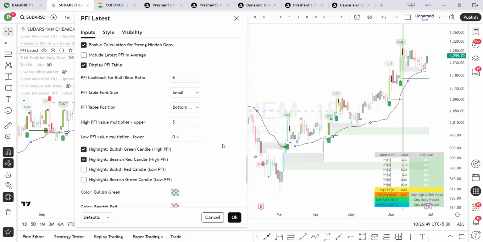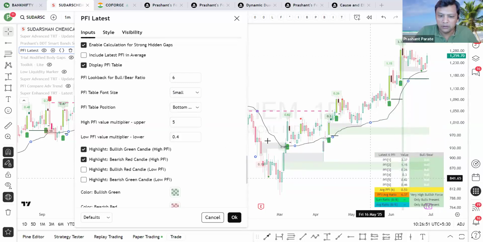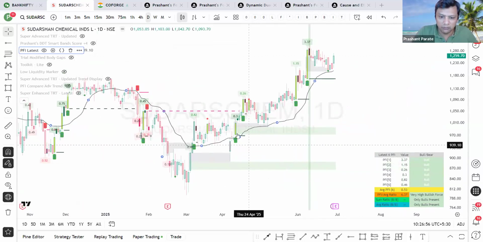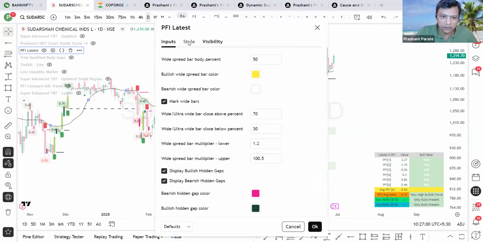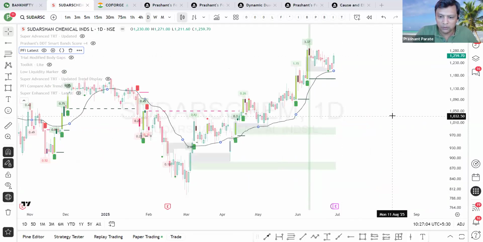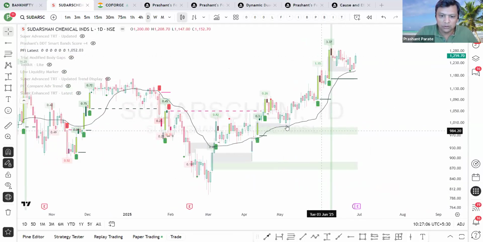Yes. And don't keep it always visible. What you can do, you can easily check the chart. There will be multiple green arrows and all those things will be printed. Go to style, hide table. So this table will not be visible at all. When you want to do deeper analysis, only then go for the PFI table.